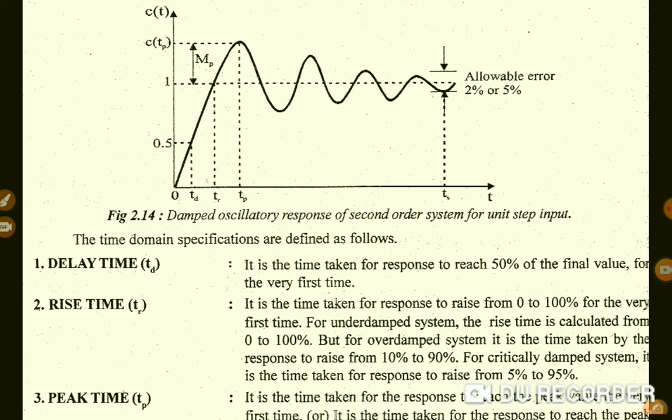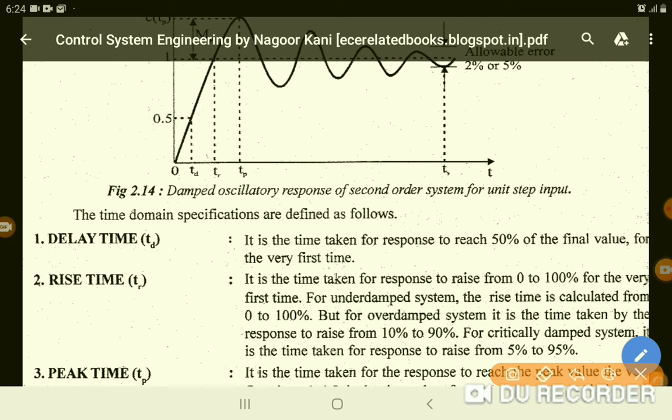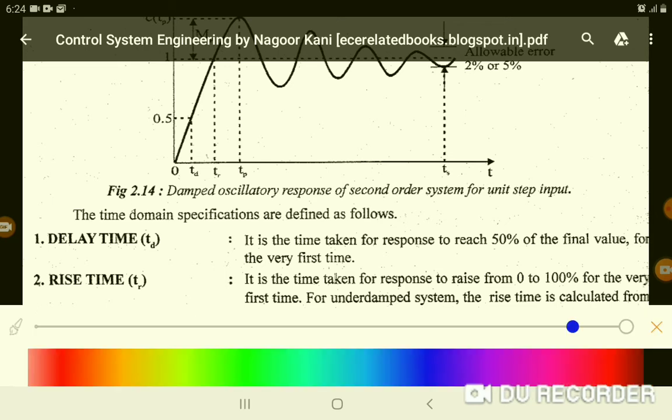So delay time is the time taken to reach 50% of the final value. See here, 50% of the final value. The important point we need to notice is that this is for the very first time.